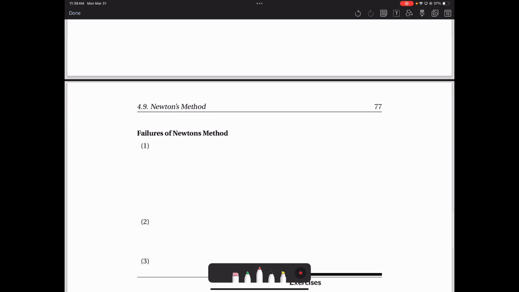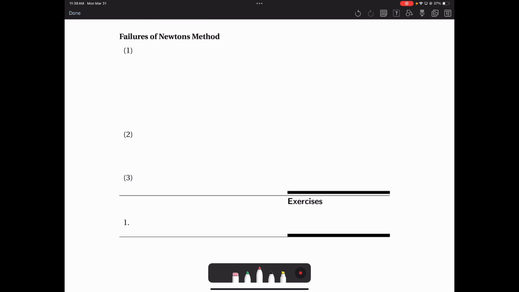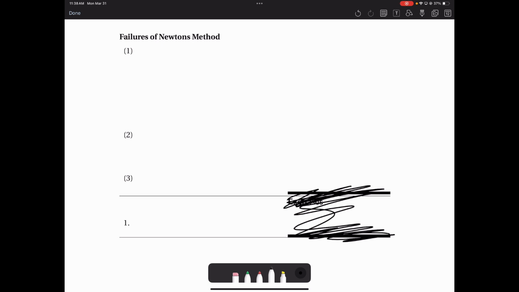So now let's talk about what are some ways that Newton's method could possibly not work. Okay? Go ahead and disregard this whole exercises thing. That was just a... We don't exercise. No way. No, that's your guys' job.